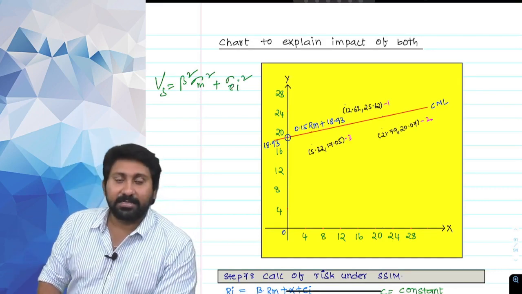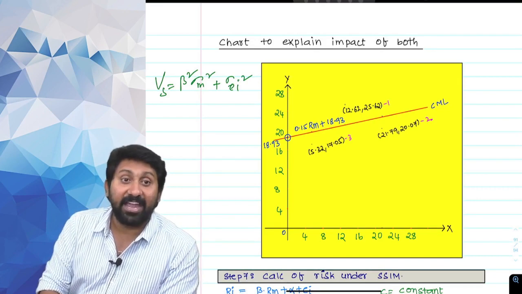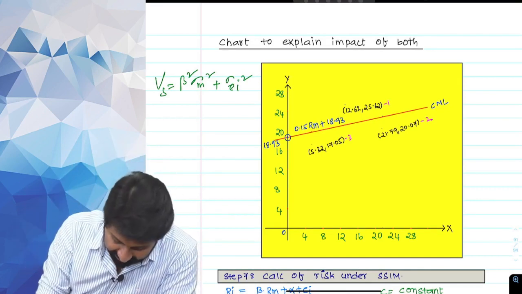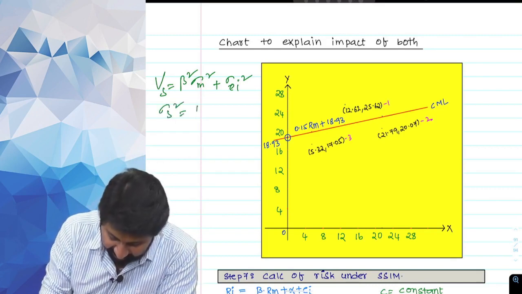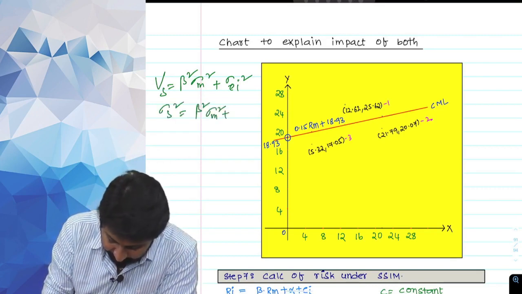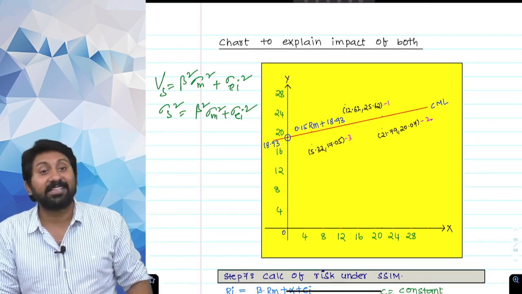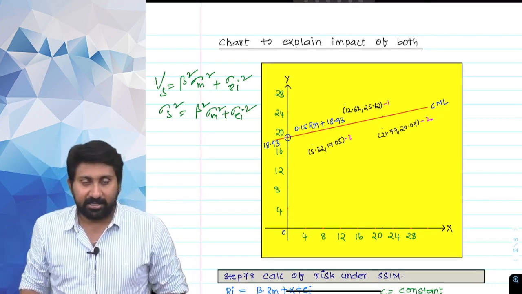Beta square sigma m square plus sigma ei square. Variance means not square; standard deviation is called square. So it is simply sigma s square. Everything is square. This is the formula. So what is this formula, sir? This is the risk formula under the Sharpe single index model.